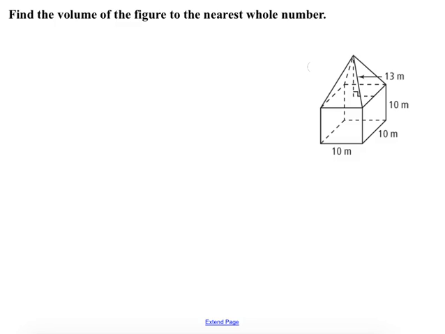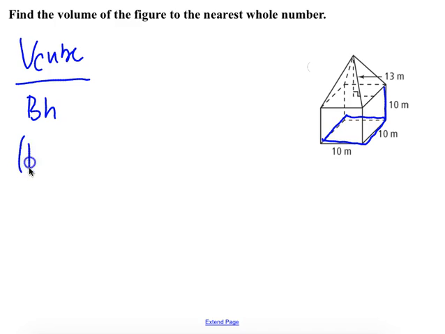Now, on this last example here, find the volume of the figure to the nearest whole number. So all we have here is a cube, and all my sides here are the same on this prism, and then a pyramid stacked on top of the cube. So let's first find the volume of the cube. So we just know that's base area times height. So that would be 10 times 10 times 10. And 10 cubed is 1,000.